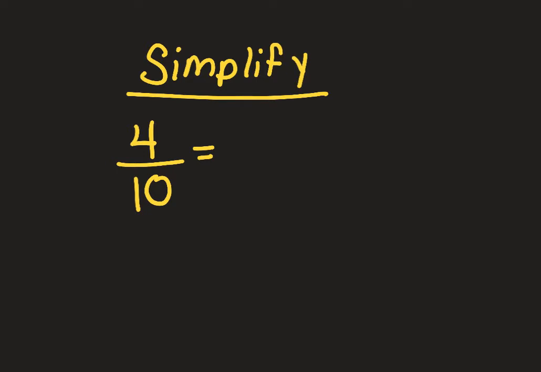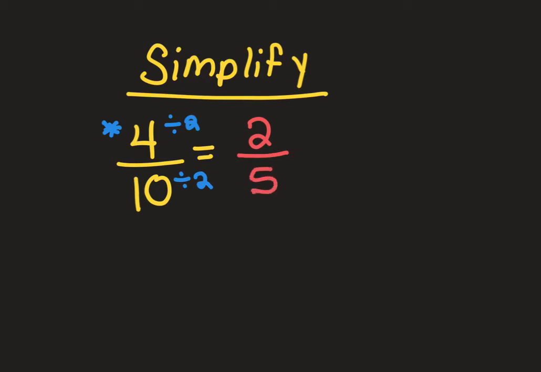The first thing that you need to notice is, is there any number that will go into both 4 and 10? I always like to start with the numerator. Will 4 go into 10 equally? No. So I know that whatever I can divide them by has to be less than 4. So the next thing I notice is they are both even. Since they are both even, I can divide them both by 2. So remember, whatever you divide the numerator by, you must divide the denominator by. So 4 divided by 2 is 2, and 10 divided by 2 is 5.